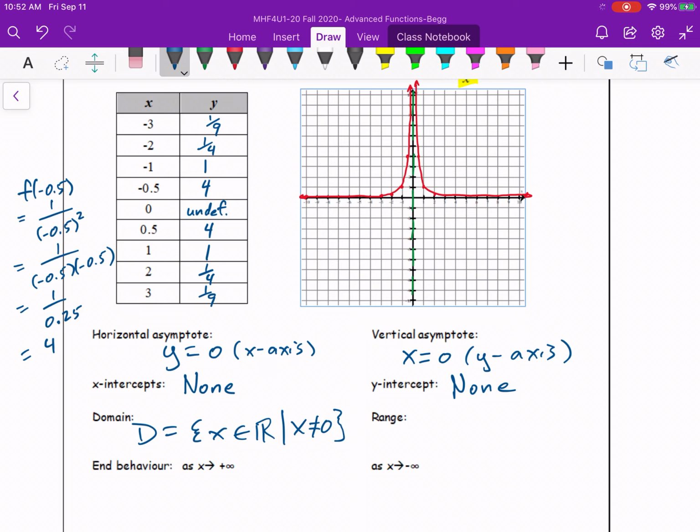As far as the range goes, looking at the graph, we can see that anything above the x-axis is going to be an output at some point. So it's all real numbers where y is greater than 0. Notice how I did not put that line underneath the greater than sign. I put it there for a second to draw your attention to it, but I've deleted it again. It should not have a greater than or equal to because it is not touching the x-axis.